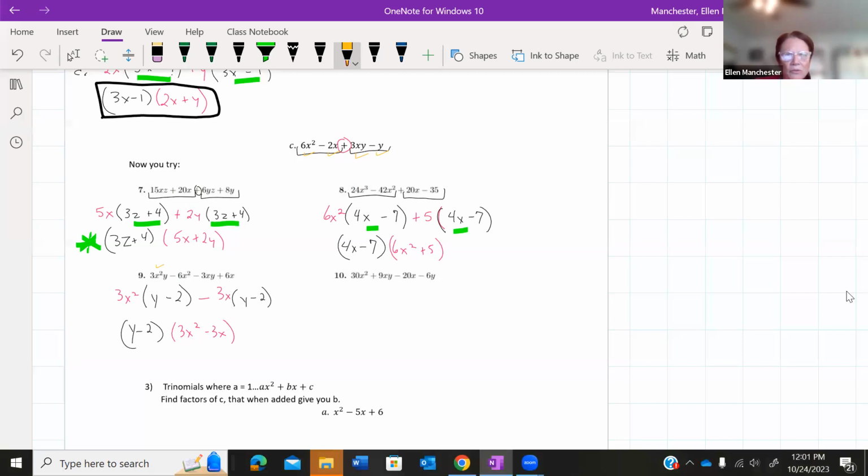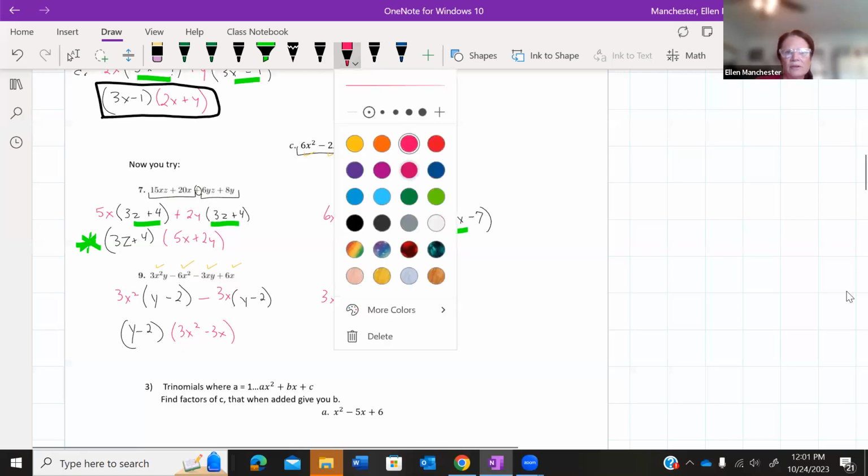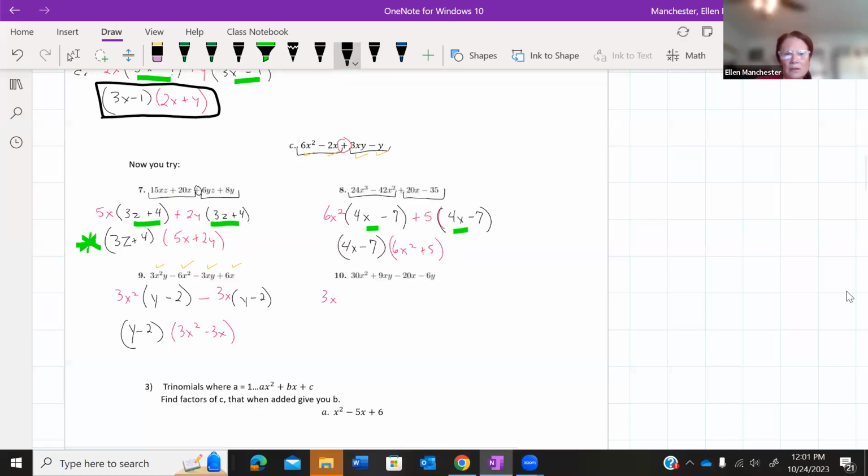Y times negative 3x is a negative 3xy. I'm good there. Negative 2 times 3x squared is negative 6x squared, and negative 2 times negative 3x is a positive 6x. So I'm good with all of those. Okay, and then the last one, I'm going to factor out a 3x. And I end up with 10x plus 3y.